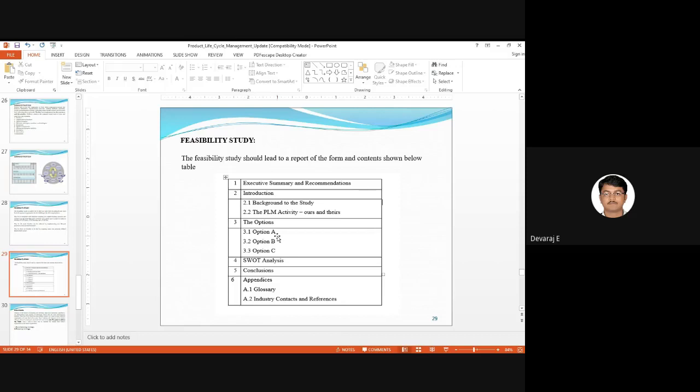So the CEO, the design thinking team, the product design engineer, everyone will sit together and find three good ideas. The idea should be good, the cost should be less, and the design also should be good. They will look into everything and select three ideas. So these are called option A, option B, and option C.